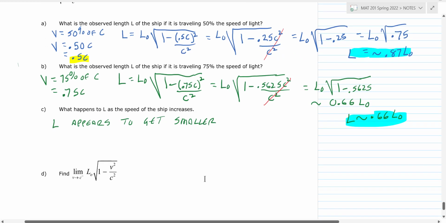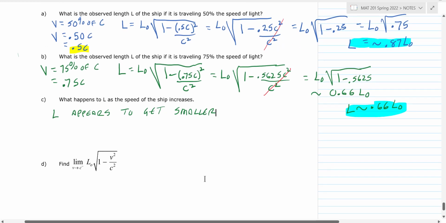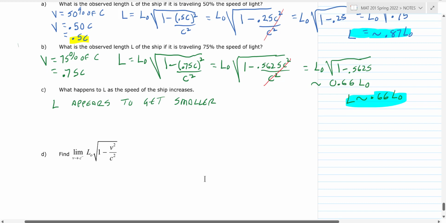Okay, so now we're going to do a limit. We're going to apply this to calculus. So what we're going to do on this is we're going to look at the limit as V approaches C from the left. Now, in relativity theory, you cannot travel faster than the speed of light. That's why we have to have a left-hand limit. All right, so what we're going to do is just plug in. So we're just going to take that C and plug it in. And let me show you what happens. So we get L naught, then we get the square root of 1 minus C squared over C squared.